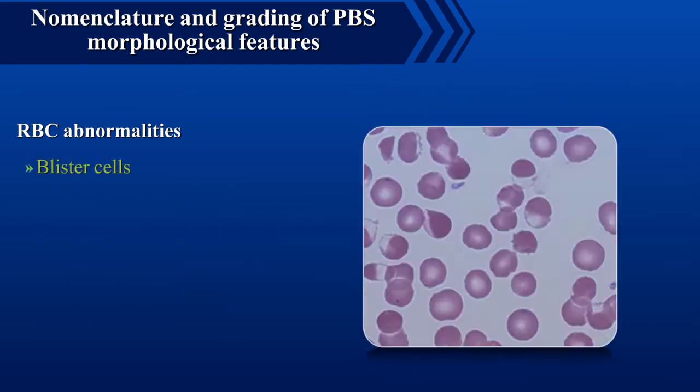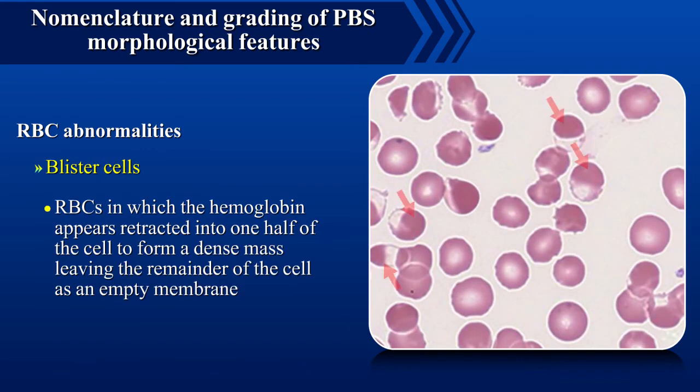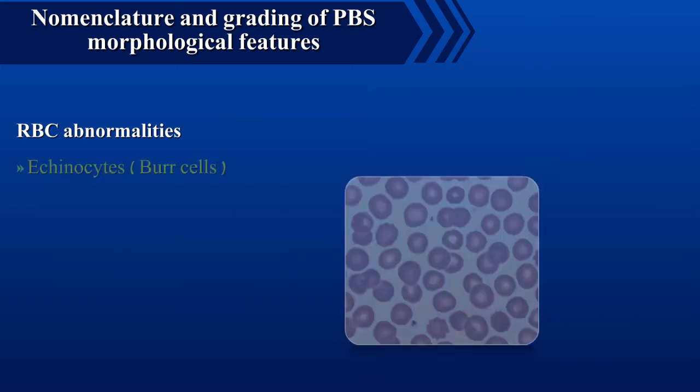Blister cells are red blood cells in which the hemoglobin appears retracted to one half of the cell to form a dense mass, leaving the remainder of the cell as an empty membrane.